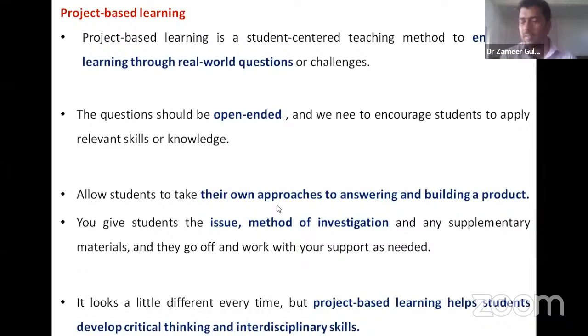Faculty will simply facilitate with the methods and the investigation, and check whether the student is going in the right direction or not. So what happens with project-based learning? If you see this last point, it helps students develop critical thinking and interdisciplinary skills. Because in projects, you don't know what different things you may need to read up on, what different gadgets or chemicals you have to use. It depends on the domain a student is from. So surely critical thinking and interdisciplinary skills will be developed.